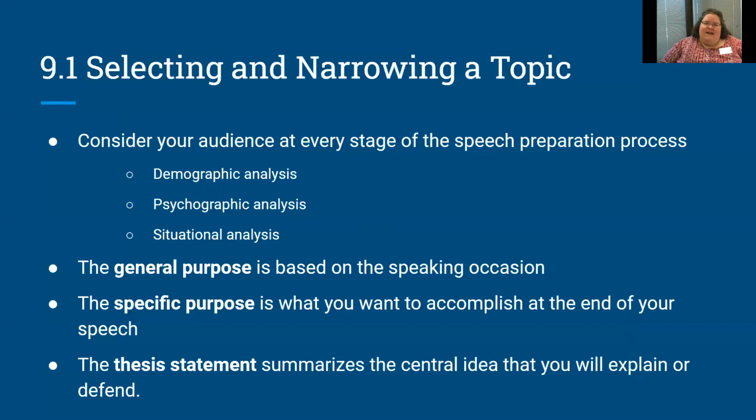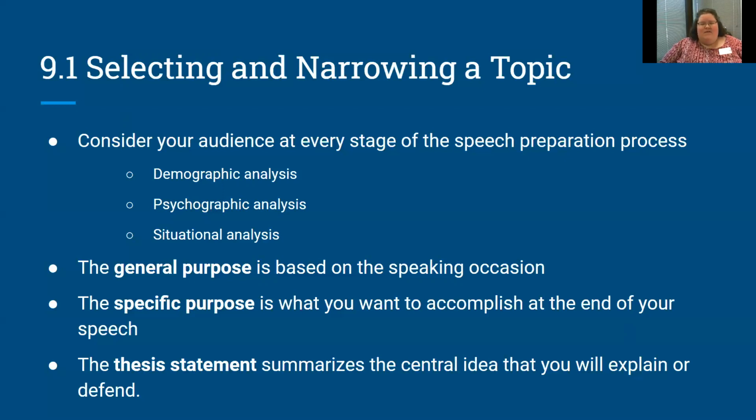Psychographic analysis looks at the audience's disposition towards the speaker, the topic, and the occasion. So are they required to be there? Are they not required to be there? How do they feel about you as a speaker? Have you done your job to establish yourself as credible in previous situations? And then what do they feel about the reason that they're there?